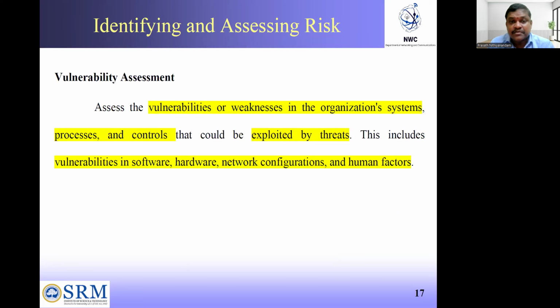And the next one is vulnerability assessment. After identifying the assets and threats, the next step is to assess the vulnerabilities. Vulnerabilities are the weaknesses in the organization's system, process, or control that could be exploited by threats. These may include software bugs, outdated hardware, misconfigured networks, or human factors like lack of training.